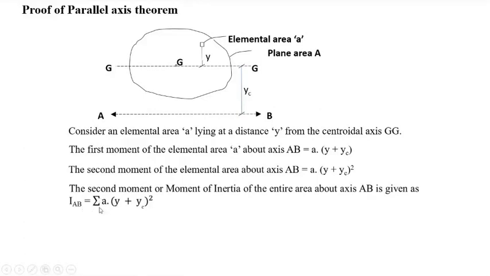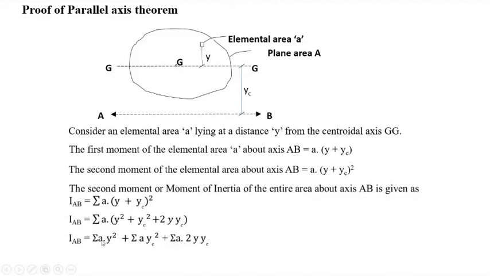Now here IAB is equal to sigma A into y plus yc square. You expand y plus yc square, like a plus b whole square, a square plus b square plus 2ab. So y square plus yc square plus 2y into yc. Now try to segregate each term separately: sigma A into y square plus sigma A into yc square plus sigma A into 2y into yc.